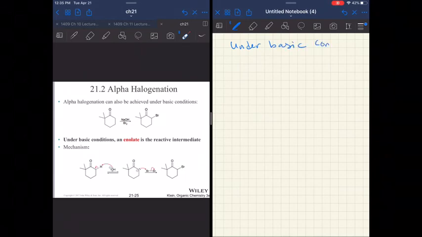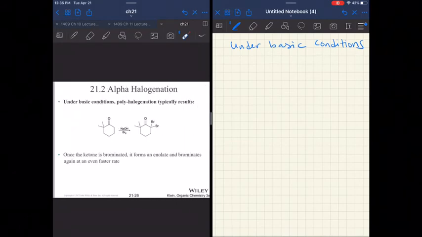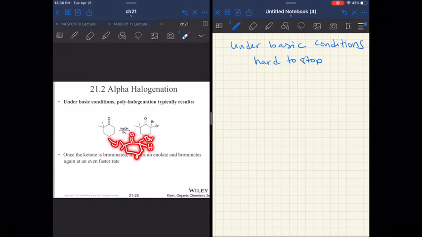So under basic conditions, what I want you to know is one specific reaction, and it's one that you didn't get to see in lab, but it's an interesting reaction here. It's hard to control, right? So it's hard to stop once you've added one halogen, right? So if we go here and it adds once, and you have this bromine, then this hydrogen is still acidic. You have base around, it's just going to keep going, right? So it's hard to stop it at just one.